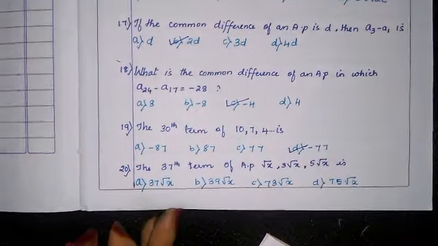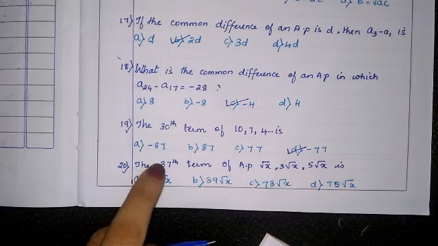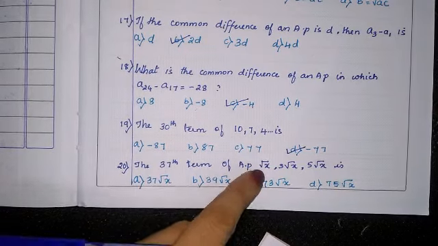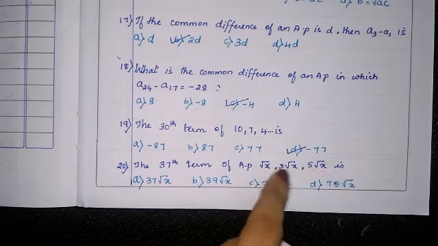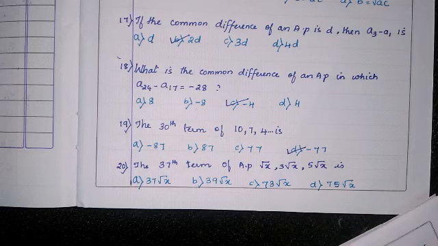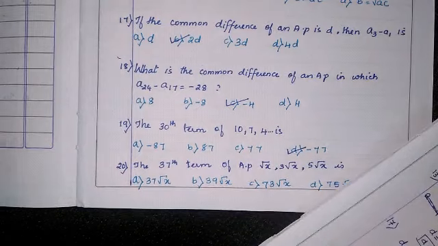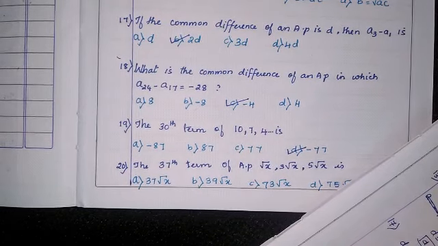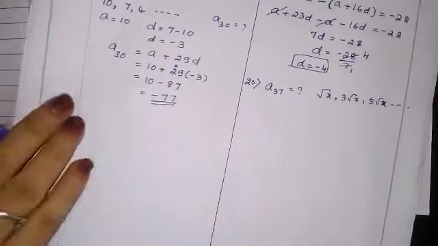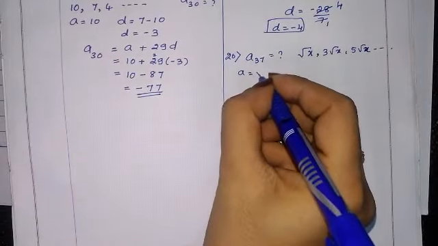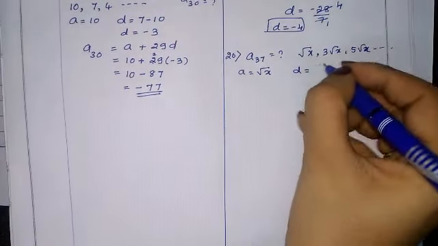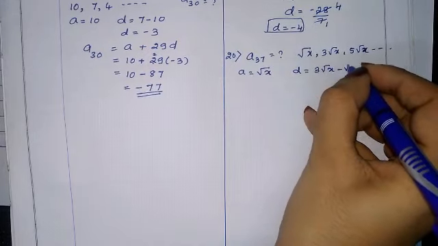Okay. Now let us see this question. Question number 20. The 37th term of the AP root x, 3 root x, 5 root x is. Okay, what is the question? Number 20 is the 37th term of an AP. The AP is root x, 3 root x, 5 root x. The 37th term we have to find. Okay, I have written the question. A is equal to root x. D is equal to 3 root x minus root x.